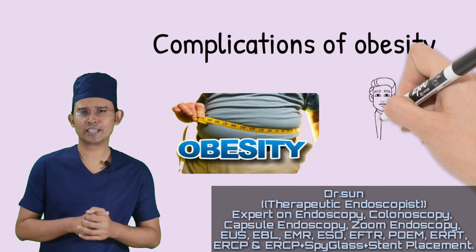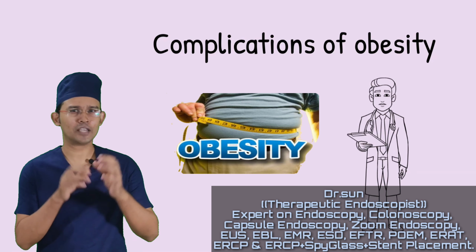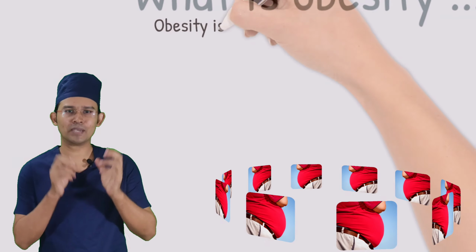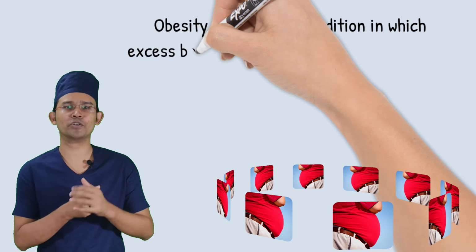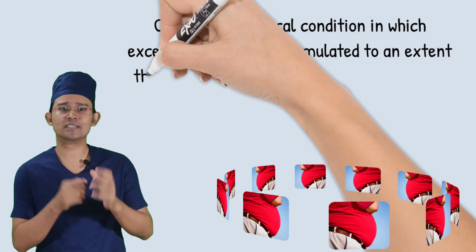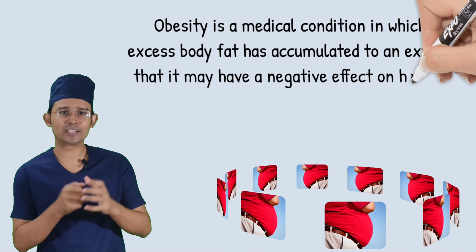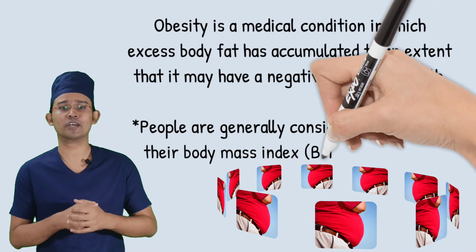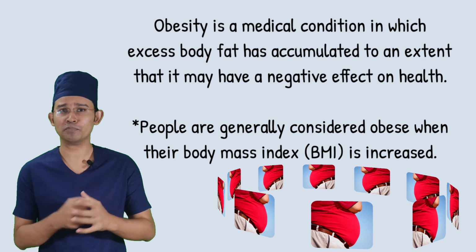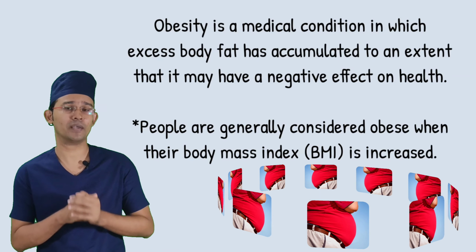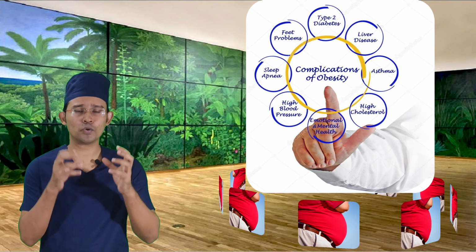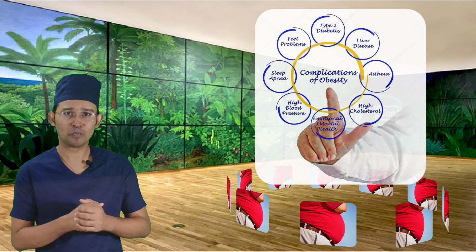Today I'm going to talk about the obesity complications. Let's get into it. Before we start, I need to talk about obesity a little bit. So what is obesity? Obesity is a medical condition in which excess body fat has accumulated to an extent that it may have a negative effect on health. It's really important. People are generally considered obese when their body mass index, or BMI, is increased. So it's really important for us to understand obesity and obesity related complications.